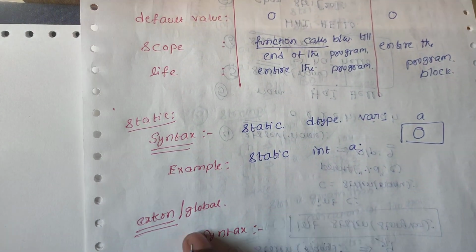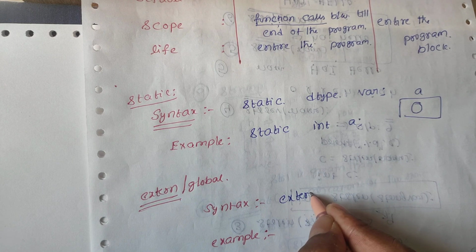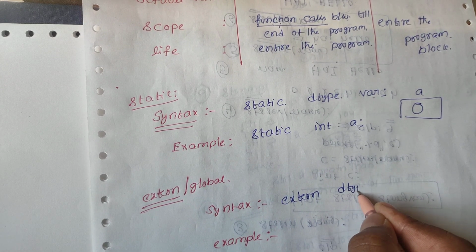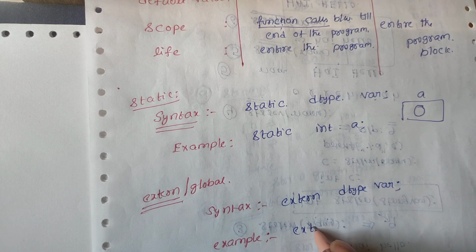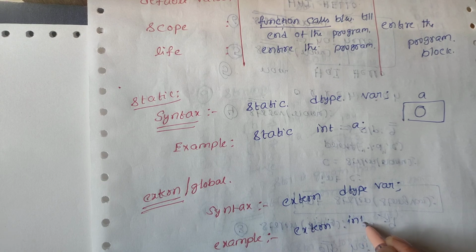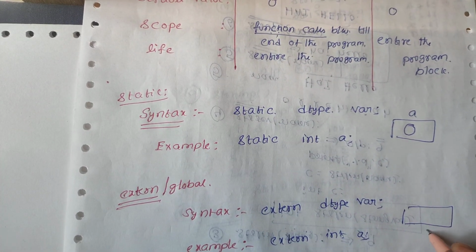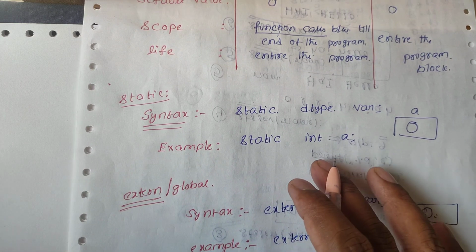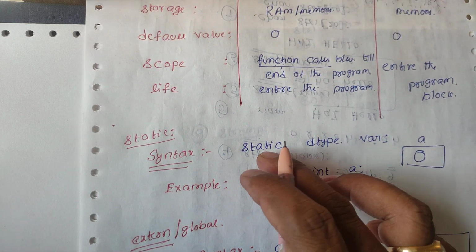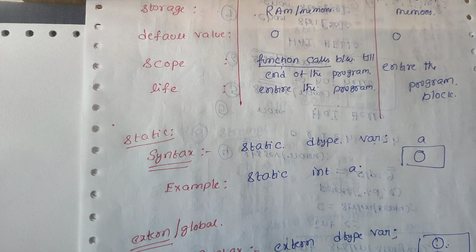In the same way, for external or global variables, the syntax is extern, then the data type, then the variable. A simple example: extern int a. Here also a is a global variable, that means an external variable. The default value is also 0.